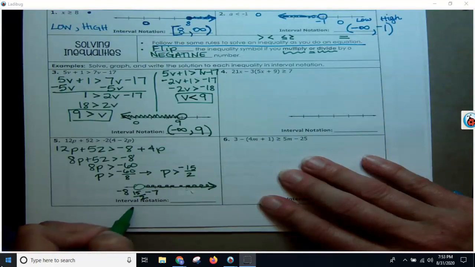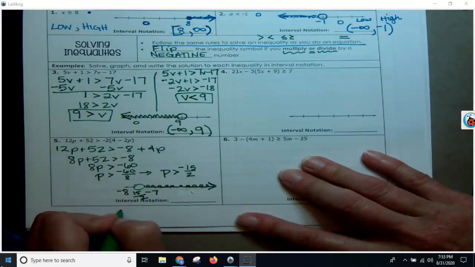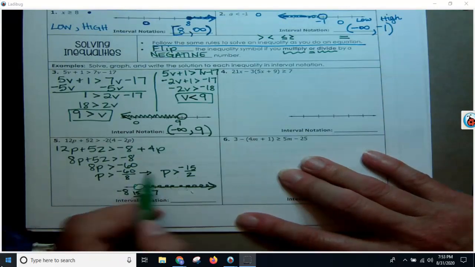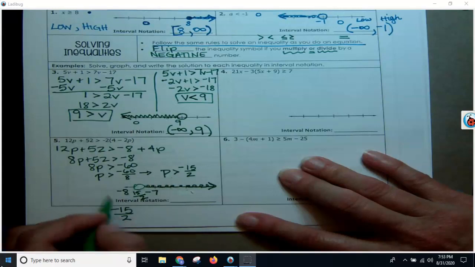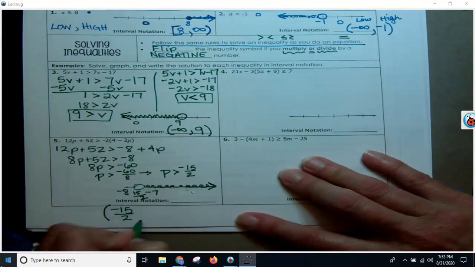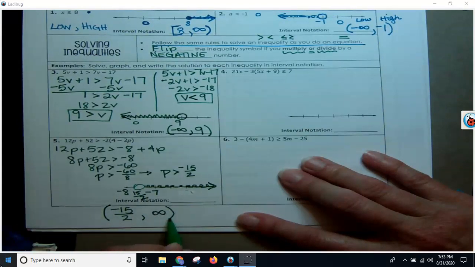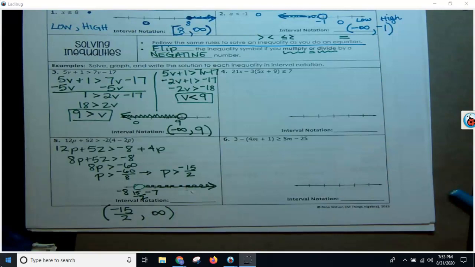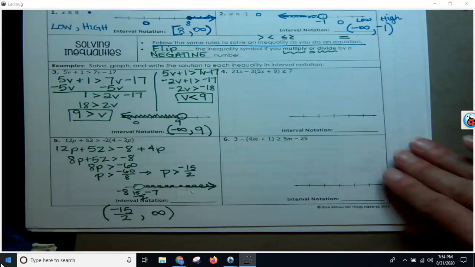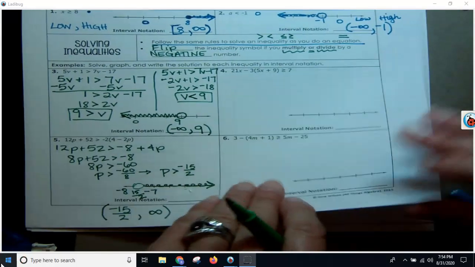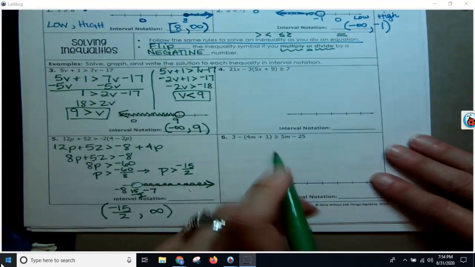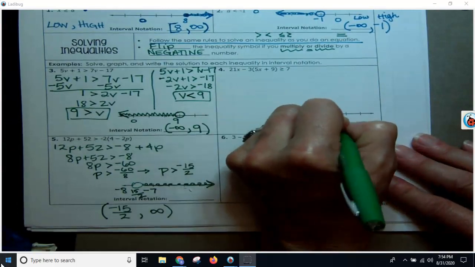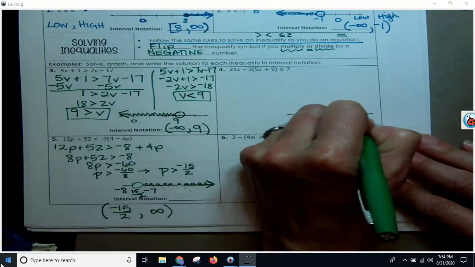All right. And so my interval notation, my lowest value is negative 15 over 2. It does not include it. It's an open circle. It's a greater than, so I'm going to use a parenthesis. And the largest value is positive infinity. And I always use a parenthesis with positive infinity. All right. So let's go ahead and flip the page. If you want to do these, I'll just tell you this is 17/3 to infinity.